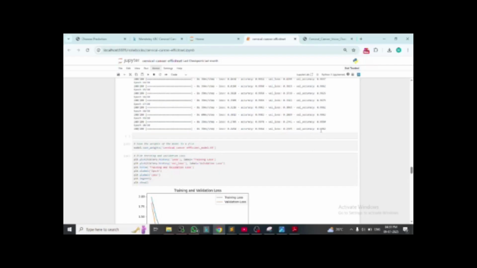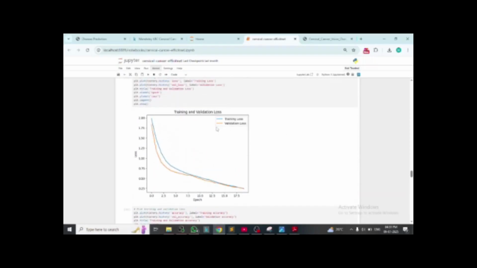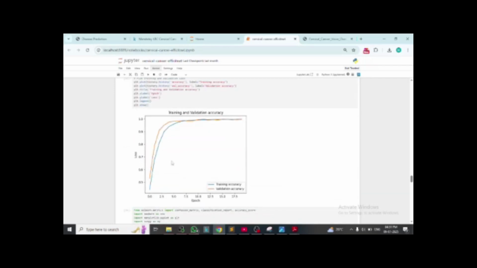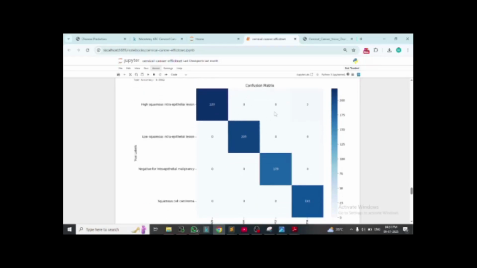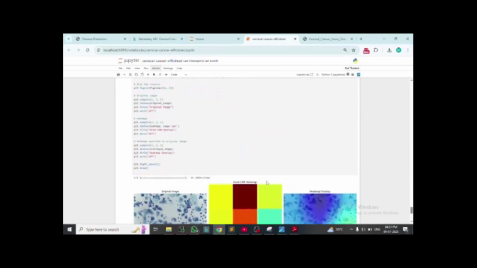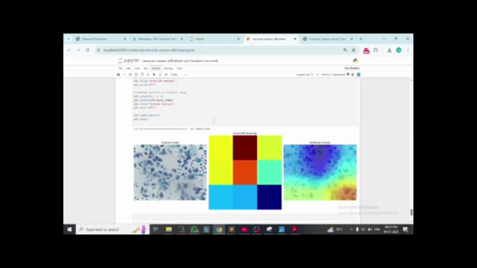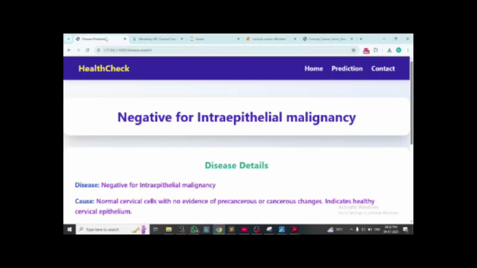See the validate accuracy and the training and validation loss with respect to epochs, and this is training and validation accuracy with respect to epochs. Then see the test accuracy of 0.9962 and the confusion matrix. Then you create Grad-CAM images. In this the original image is like this, the Grad-CAM heat map is this, and the heat map overlay is this. Now, this is the back end. So I will show you the front end.